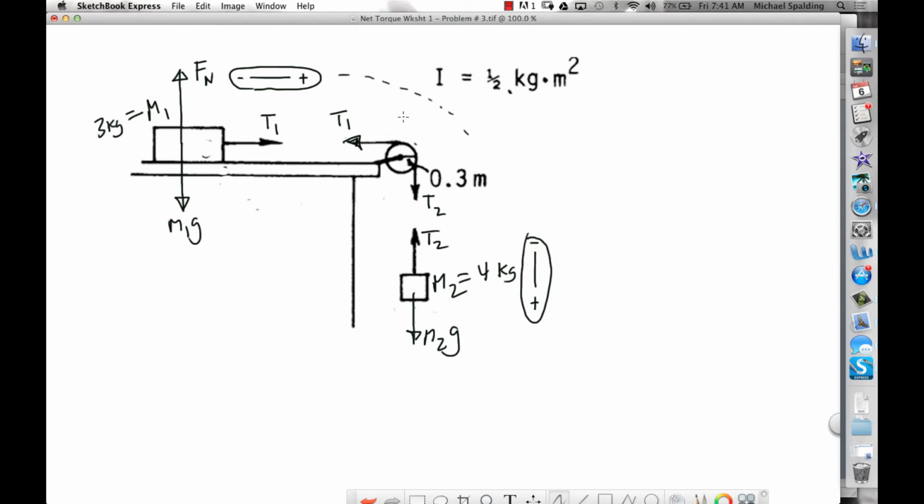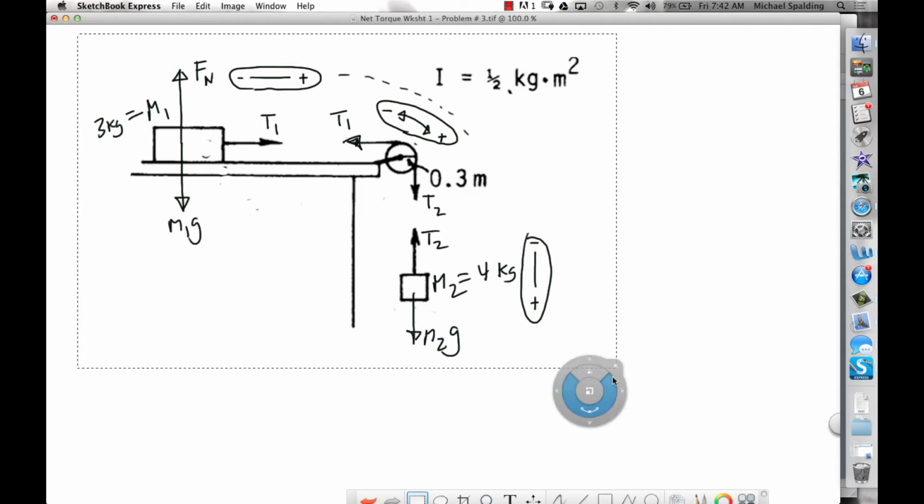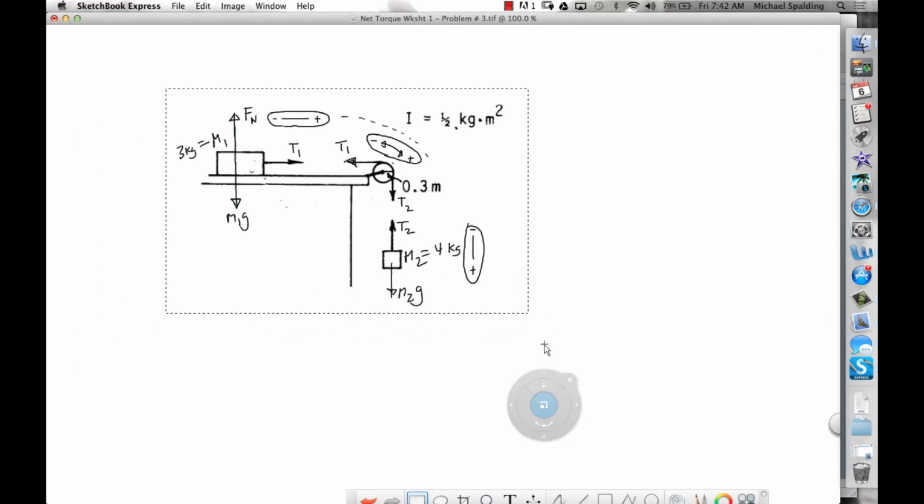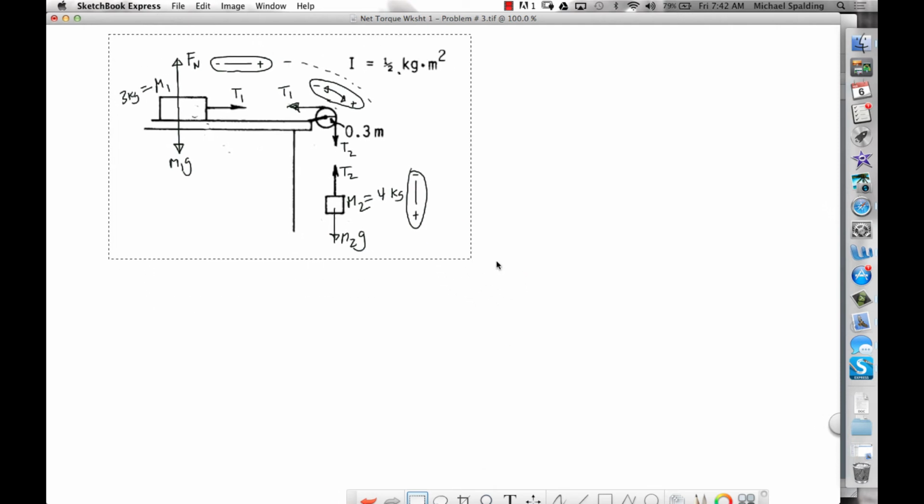So for the rotation of the pulley, look, which way are we going to say is plus? Clockwise plus, counterclockwise minus. That's going to be the sign convention for the pulley. So the next thing to do is we're going to sum forces and sum torques. Okay, so that's the setup of the problem.